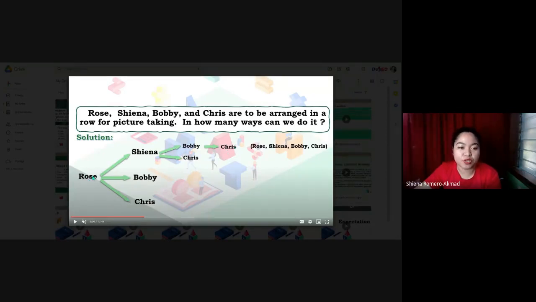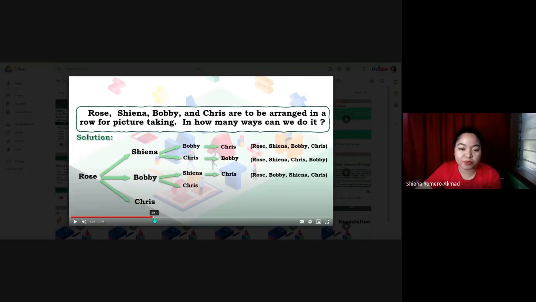Kapag naman pinili ko si Rose for the first, si Sheena for the second, at si Chris for the third position, yung nasa last position would be Bobby. It will give us the arrangement Rose, Sheena, Chris, Bobby. Eh, paano ko naman kung si Bobby yung nasa second position?